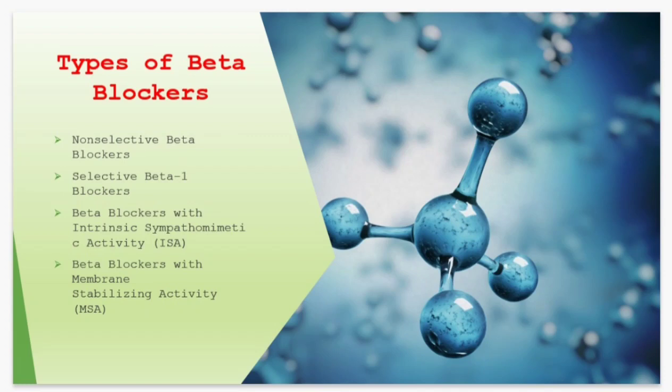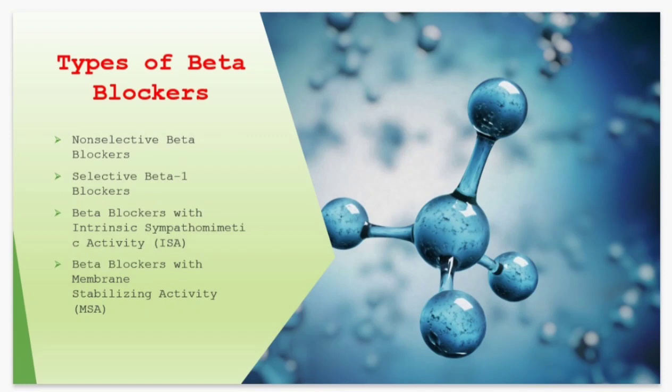Second is the selective beta 1 blockers, also known as cardioselective beta blockers. These primarily block beta 1 adrenergic receptors. Examples include metoprolol, atenolol, and bisoprolol. Selective beta 1 blockers are commonly used in conditions such as hypertension, angina, heart failure, and post-myocardial infarction.